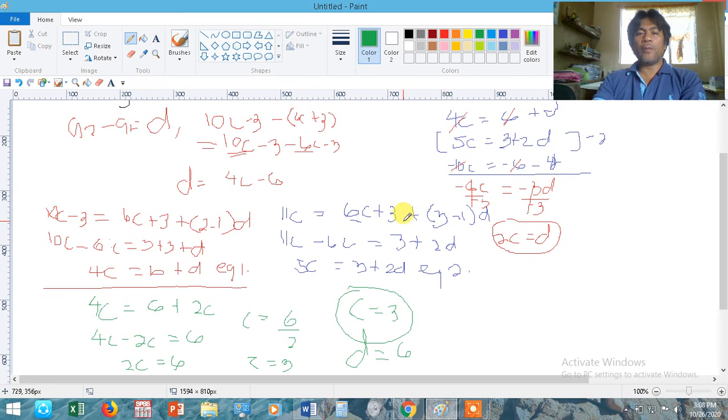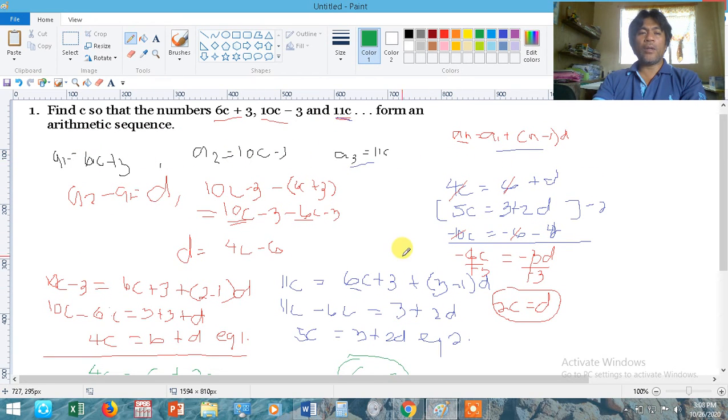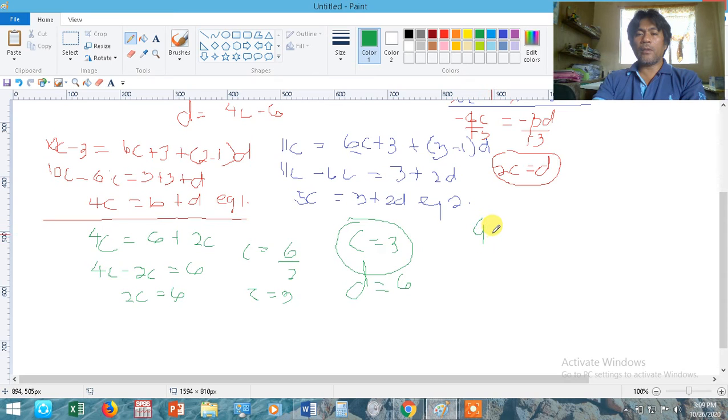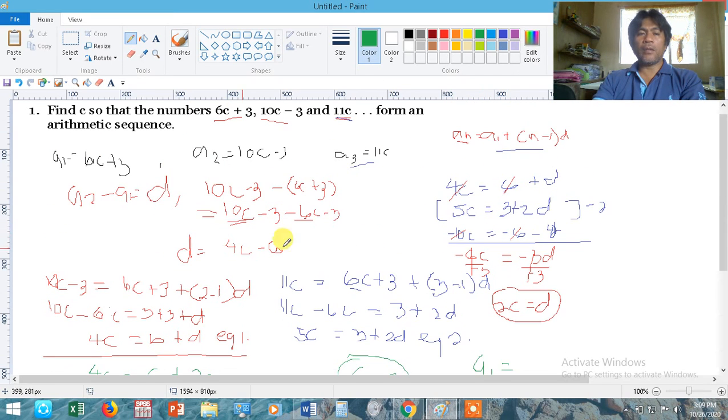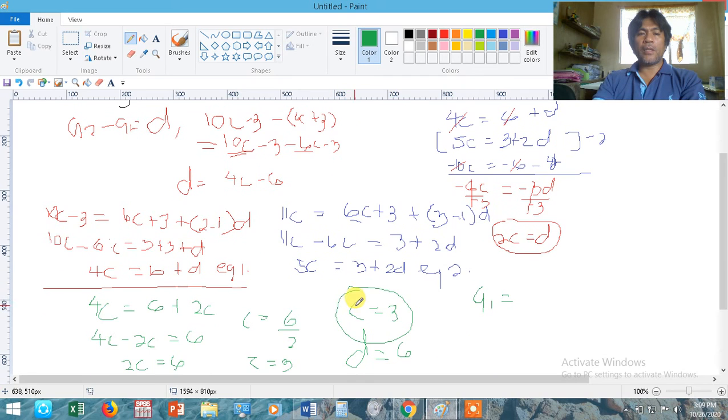So, dapat, if you have a here at the top, we have a sub 1 as 6c plus 3, 6 times 3 plus 3 will give you 18 plus 3 will give you 21. So probably a sub 2 should be 21 plus 6 will give you 27. A sub 3 will give you 27 plus 6 will give you 33.